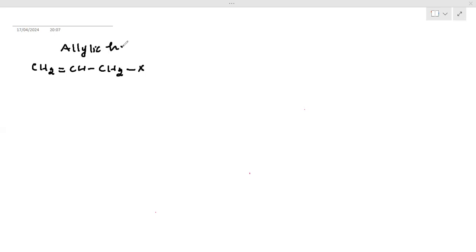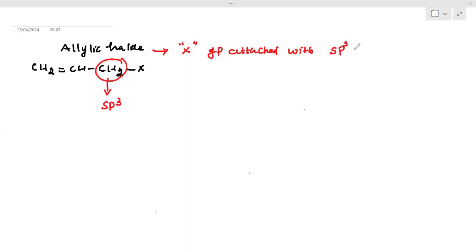Allylic halide. So we saw what the definition of allylic halide is. The definition: a halide group attached with an sp3 hybridized carbon, since all are single bonds, so the hybridization is sp3. Halide group attached with sp3 hybridized carbon, next to the carbon double bond.